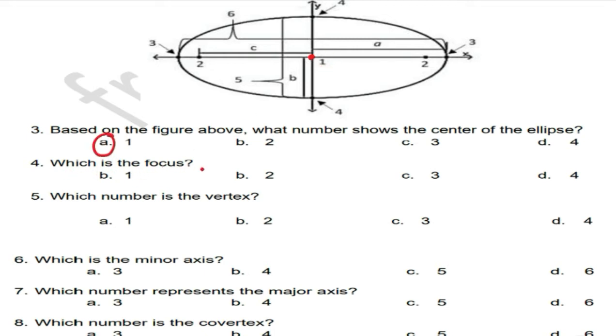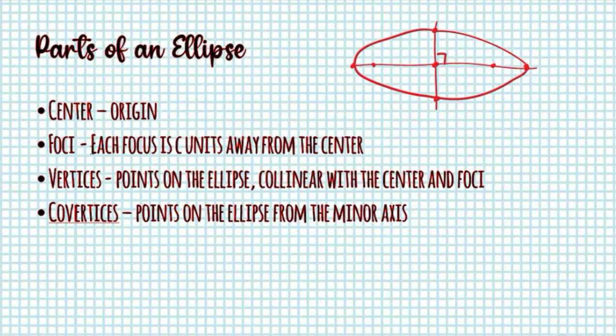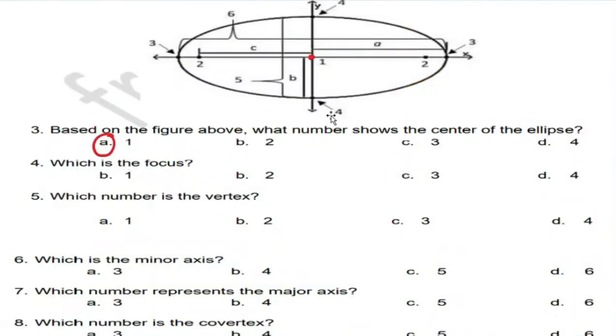Next, which is the focus? So sinabi ko kanina, yung focus is the singular term ng foci. So, balikan natin, foci is a unit away from the center. This is our center. We have this, the distance. So this will be our foci. Ito din, our focus. So number 2, which is letter D. Next number, which number is the vertex? Vertex is the singular term naman ng vertices. Pag sinabi natin vertices, yun yung sa major axis.